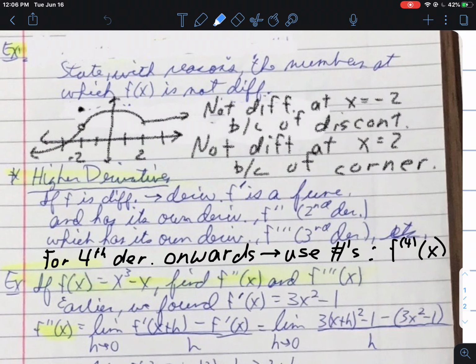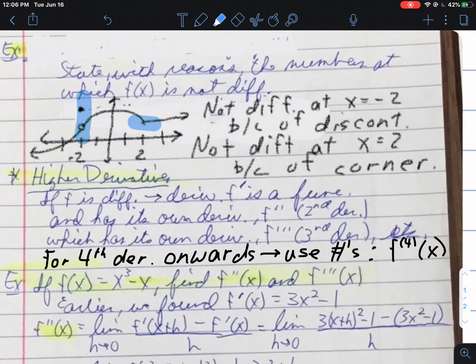So the next example is just to put some wording and notation to that. State with reasons the numbers at which f of x is not differentiable. So there's a graph of a function. Again, I'm just saying that we're not differentiable at x equals -2 because of that point of discontinuity. Don't tell me something like there's a hole in the graph. Let's be a little more precise and specific with these descriptions. That function is not differentiable at -2 because it's discontinuous there. And then the second point is at x equals 2 because of that corner on the graph.